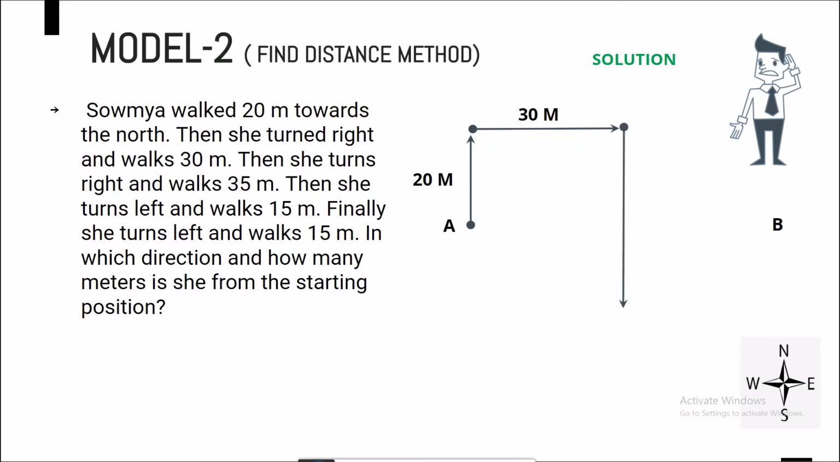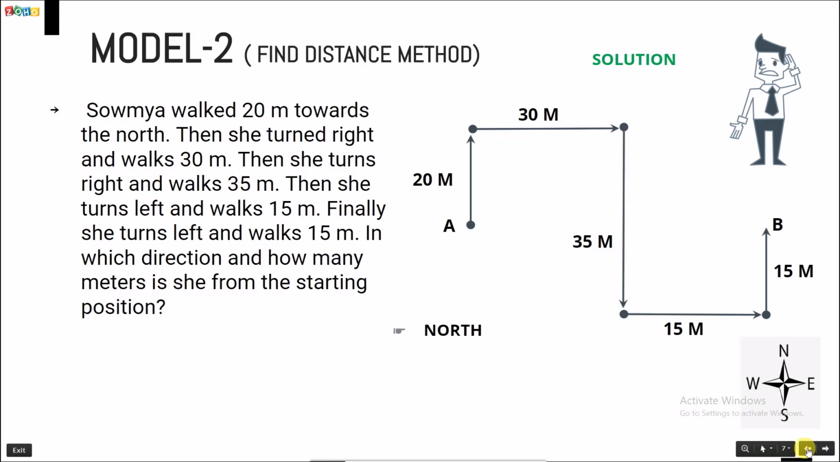Step 3. She turned right and walked 35 meters. She faced south direction. Step 4. She turned left and walked 15 meters along east direction. Step 5. Finally, she turned left and walked 15 meters along north direction. Finally, she reached point B. In the question asked which direction she faced. She faced north direction.